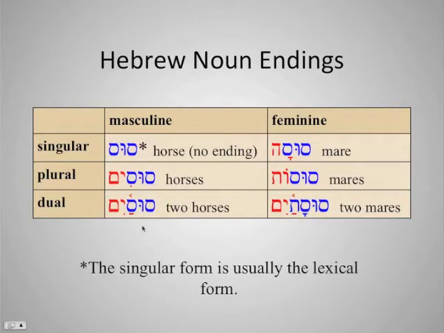Note that that same dual ending is added on feminine nouns as well. So susayim, two horses. Susatayim becomes two mares. So again, we still have that same ending, the patach, yod, hireq, and the mem.